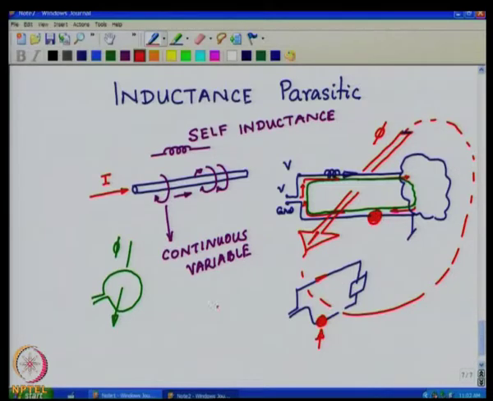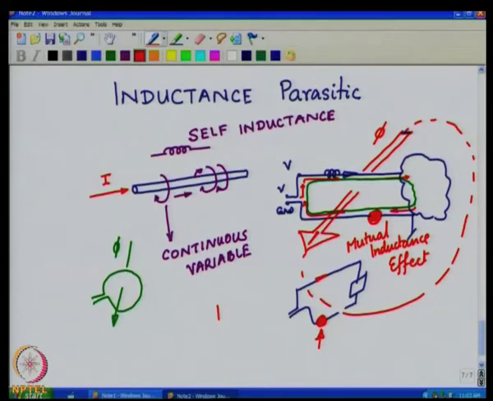So, this is called the mutual inductance effect. We have the mutual inductance effect, self inductance effect, series inductance effect. All these effects can really change the way the circuit behaves when they are put onto printed wiring boards.